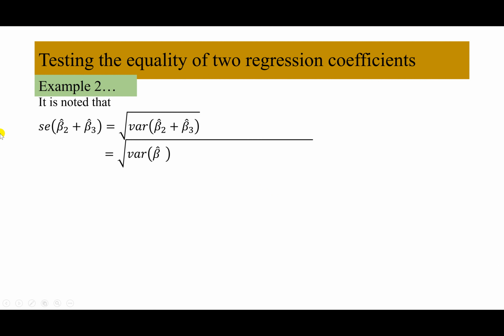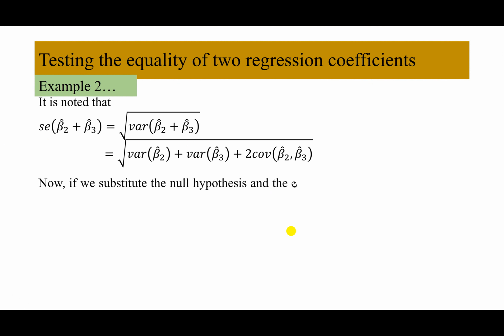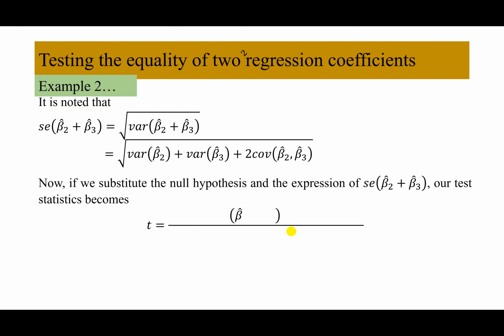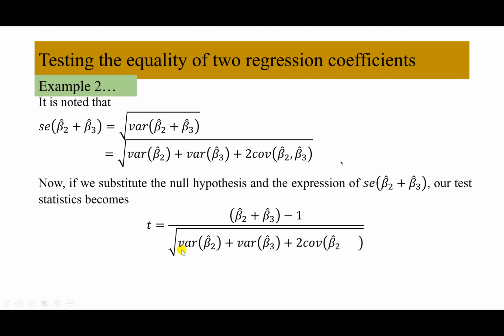We have already explained how we got these terms. Now if we substitute the null hypothesis and the expression of standard error of beta hat 2 plus beta hat 3, our test statistic will become t is equal to this expression. Here the 1 is because of our null hypothesis, and the denominator expression comes from these expressions.